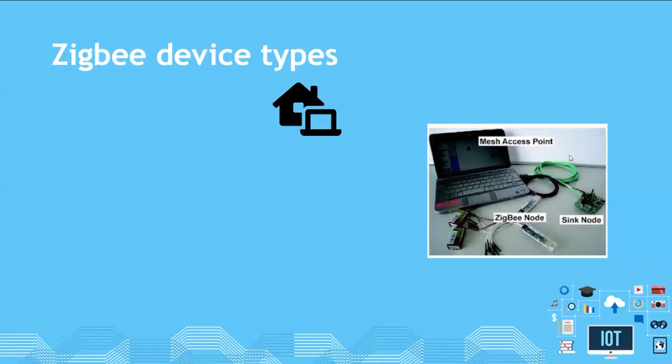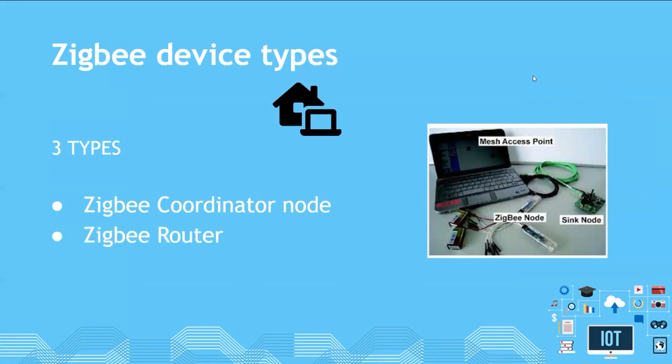Types of ZigBee devices. So there are 3 types of ZigBee devices, which are ZigBee coordinator device, ZigBee router, and ZigBee end device. So first, ZigBee coordinator device is used to communicate with the router, and this device is used for connecting the other devices. And then the ZigBee router is used for passing the data between the devices. And then the ZigBee end device is the device which is going to be controlling all the other.